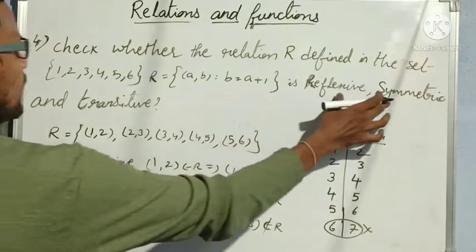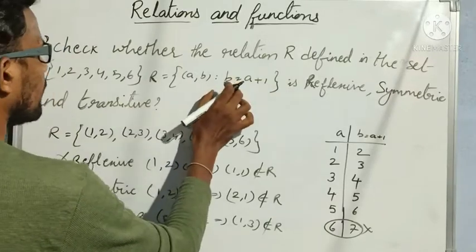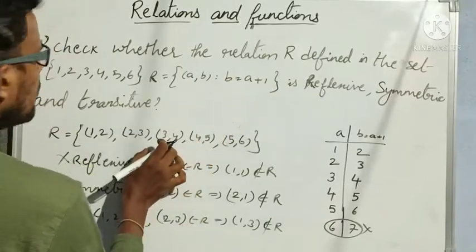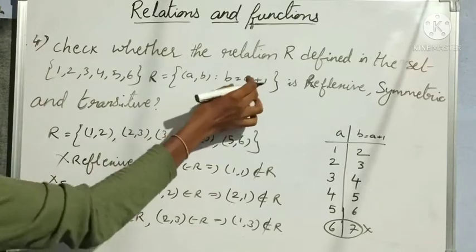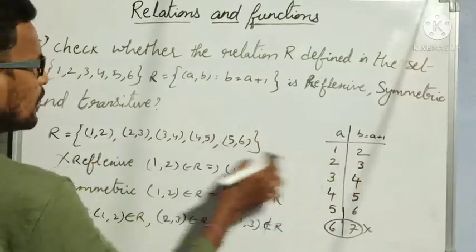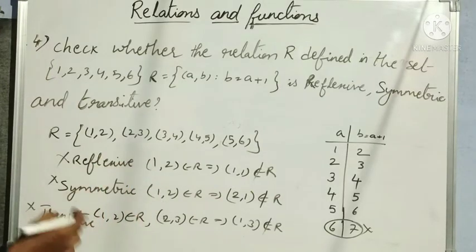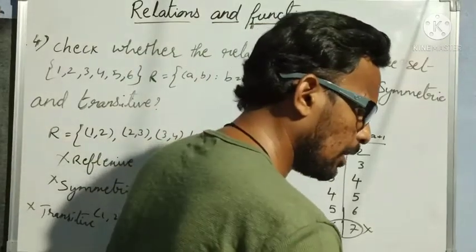Okay. Finding reflexive, symmetric and transitive is very easy, but we need to find the relation first. That is somewhat complicated. By using this relation we can first find the elements of the relation, then we can find out whether it is reflexive, symmetric and transitive or not. This is a very important problem.